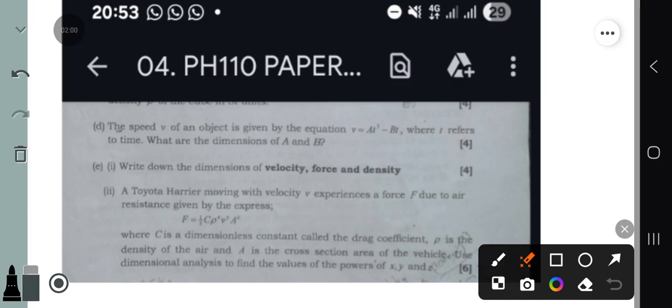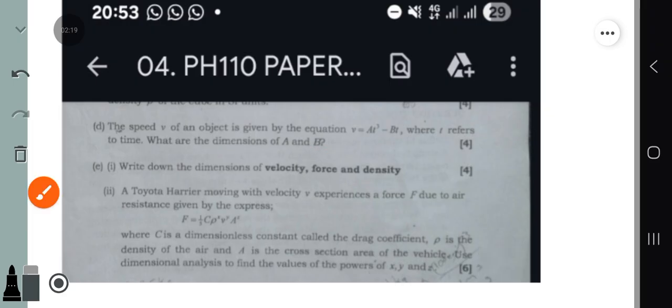Some say Phi 110. So question D is saying the speed V of an object is given by the equation, right? Where T refers to what? Time. What are the dimensions of A and B? What are the dimensions of A and B?